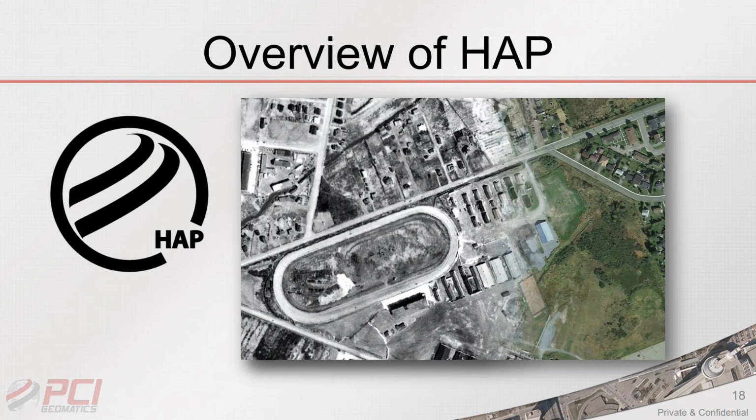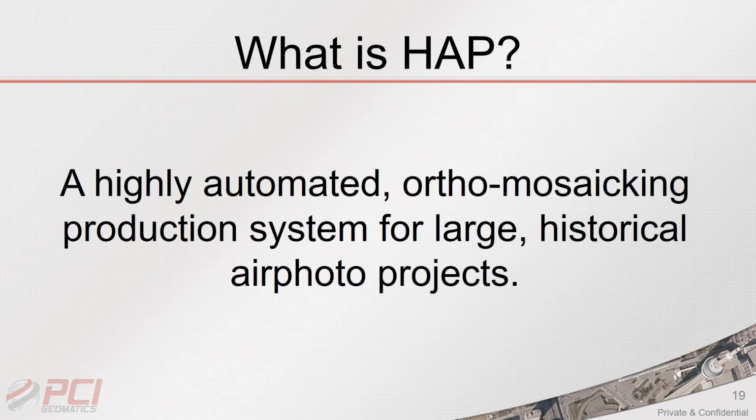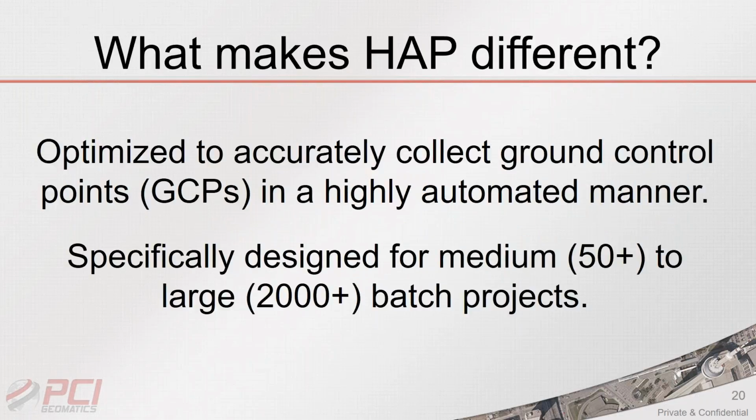Now, just quickly looking at HAP, what it's all about. The actual software is a highly automated Ortho Mosaic production system for large historical air photo projects. So it's really different because it's optimized to accurately collect ground control in an automated fashion. You'll see that our software uses automatic ground control point collection techniques for using even newer imagery, which is where the landscape has changed quite a bit.